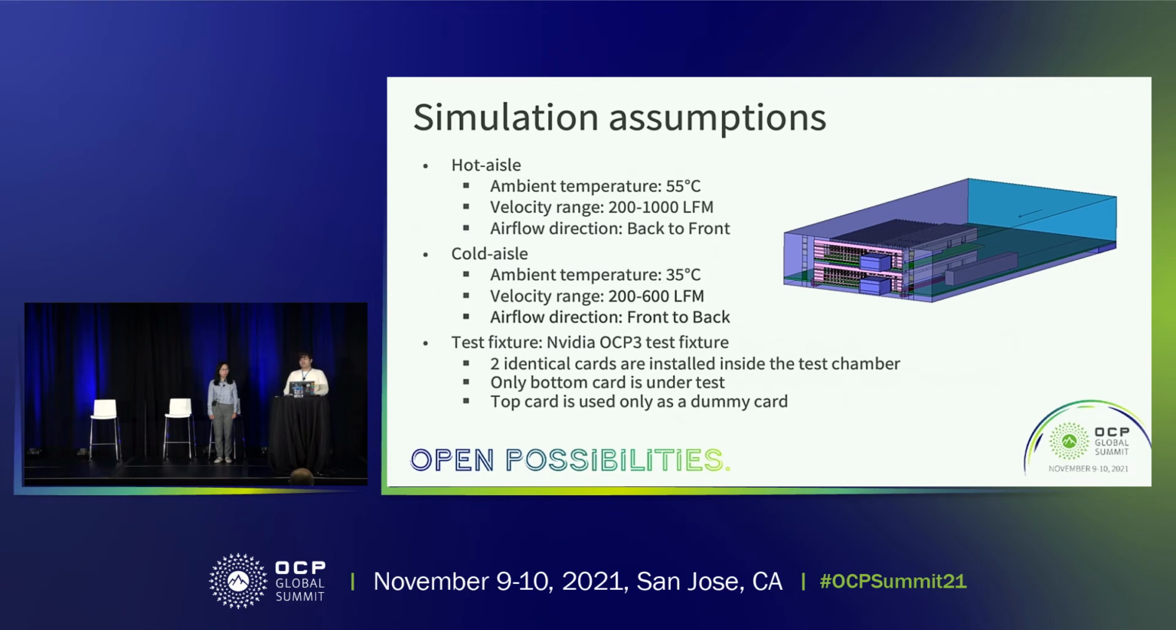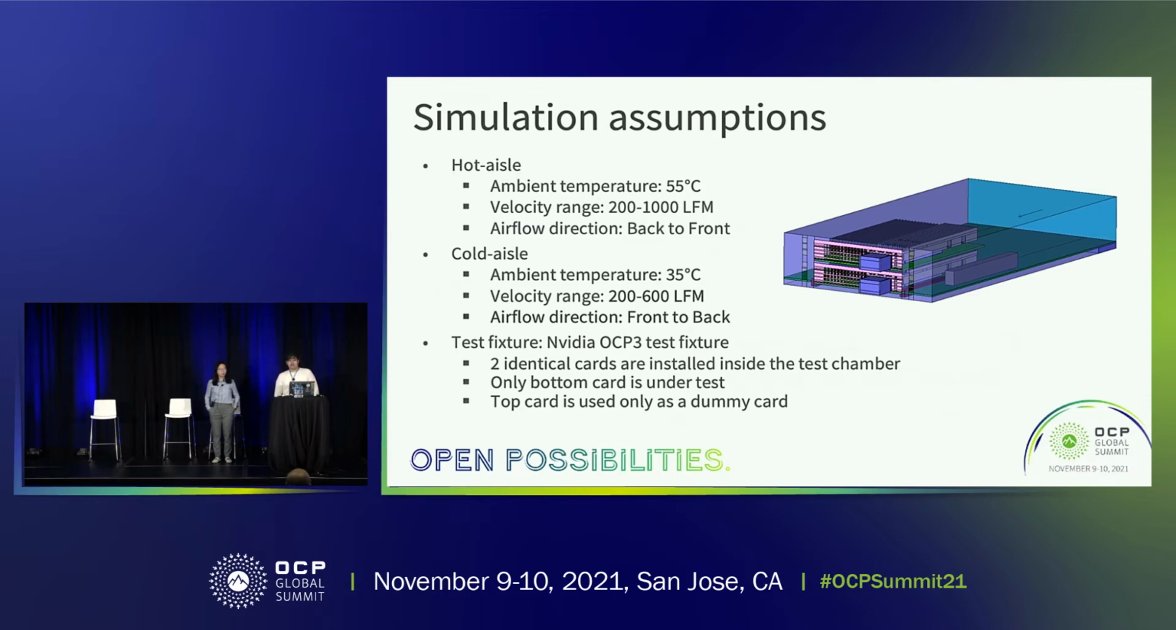In terms of the simulation assumptions, we looked at both hot aisle and cold aisle. So hot aisle is basically when the NIC is placed at the rear end of the server, where it experiences the preheat, resulting in a higher ambient temperature as the NIC card sees. So we're looking at an ambient temperature typically of 55 degrees C with a slightly higher velocity range, ranging from 200 to 1,000 LFM. For the airflow direction, it's back to front for hot aisle applications.